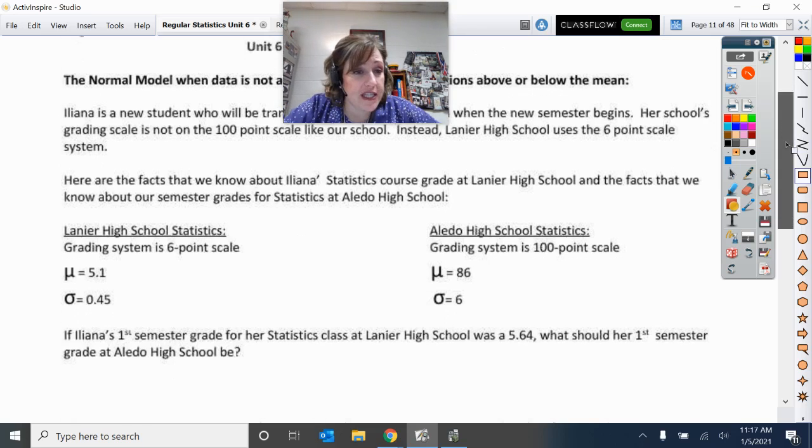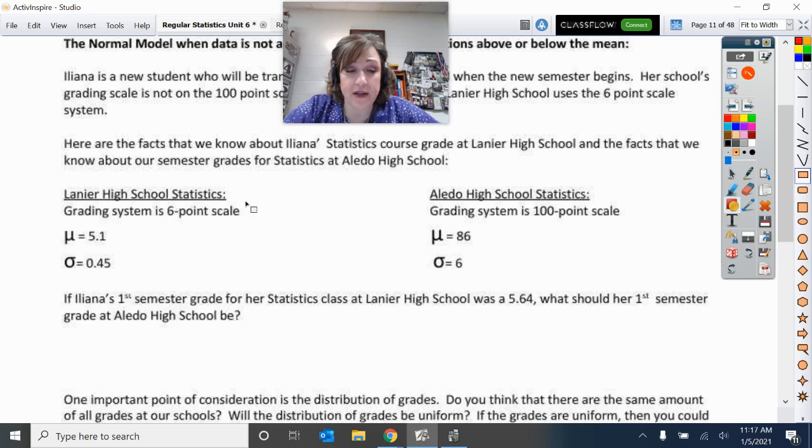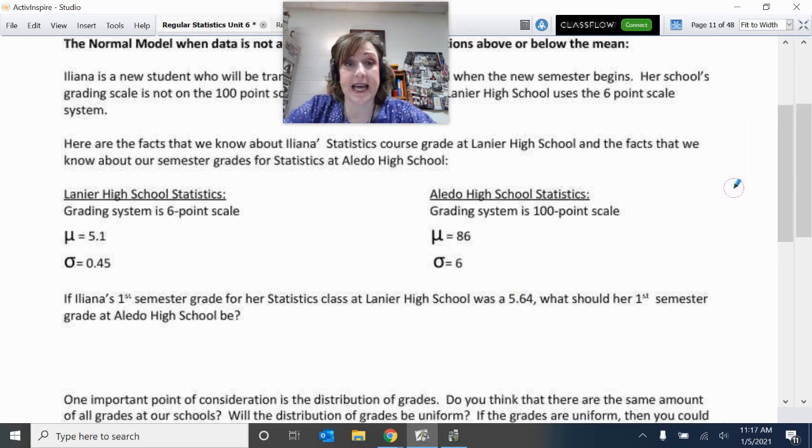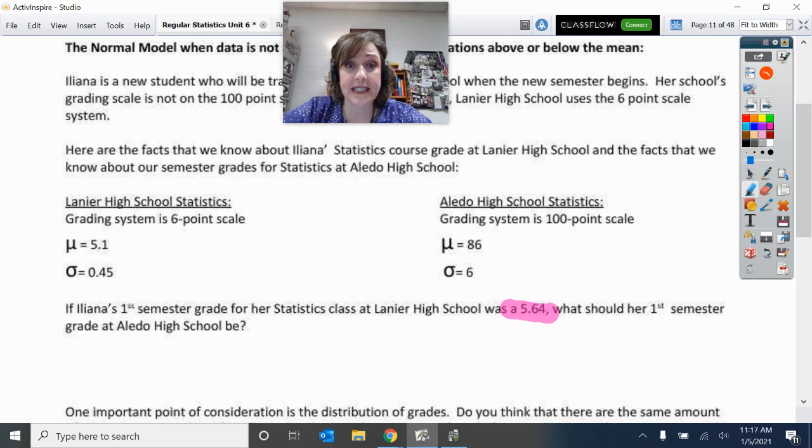On a 6-point scale, the average statistics grade was 5.1 with a standard deviation of 0.45. In Aledo, however, the average is 86 with a standard deviation of 6. So if she made a 5.6, which is what she makes at Lanier, she's making a 5.6 last semester at Lanier. What does that then calculate to at Aledo? All right, I want you to think about that for a second. Let's see what you come up with.